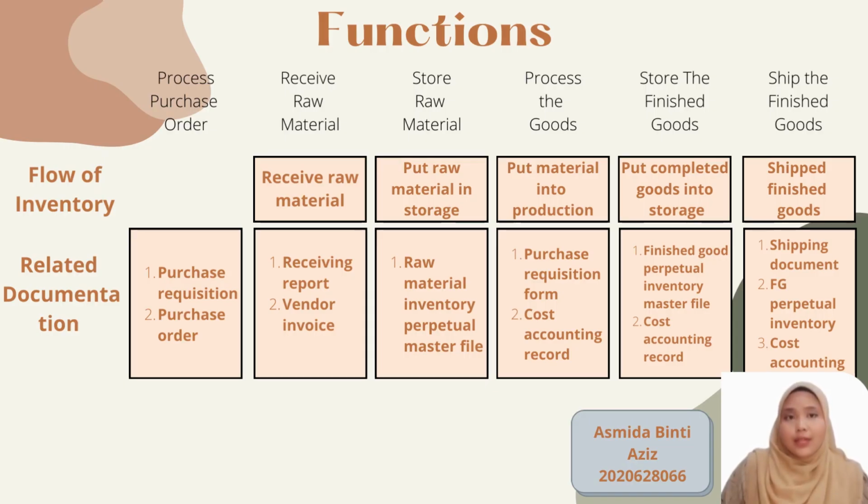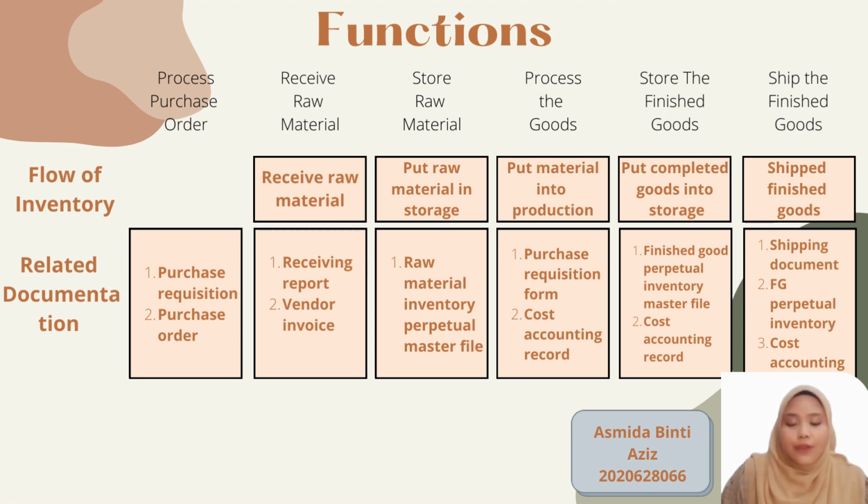There are 6 functions in the inventory and warehousing cycle. The first one is process purchase order. There are 2 related documents for the first function, which are the purchase requisition and purchase order document. Next, the second function is receive raw material. Receive raw material is also the first flow of inventory. This function needs 2 related documents, which are the receiving report and vendor invoice.